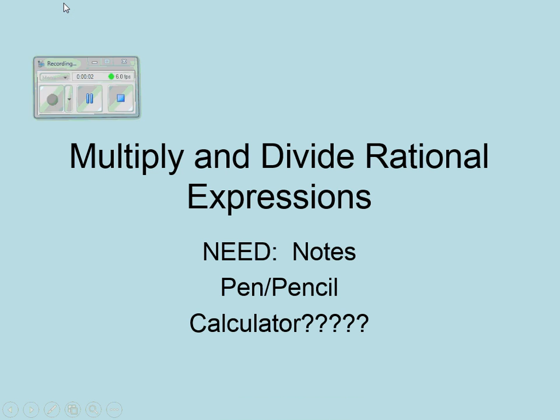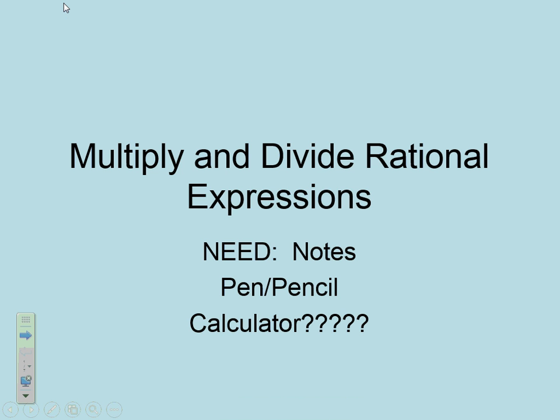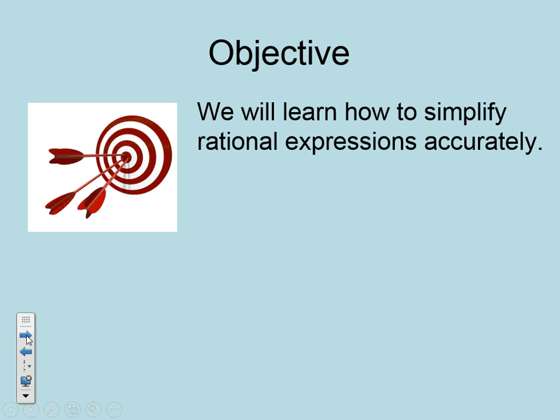Welcome, ladies and gentlemen. Today we're going to talk about multiplying and dividing rational expressions. You're going to need your notes, a pen and or pencil, and a calculator, perhaps. All right, our objective for today is we will learn how to simplify radical expressions accurately.